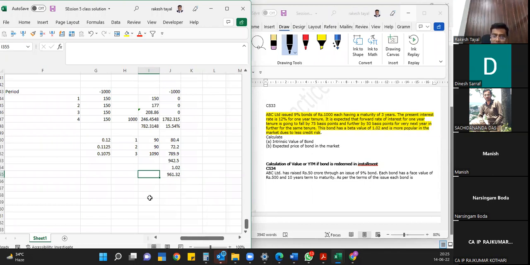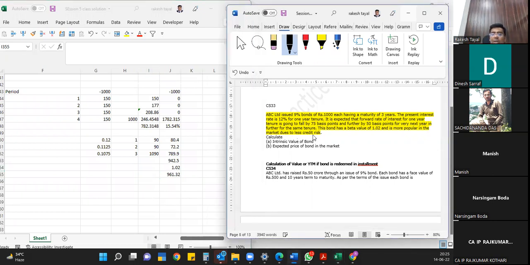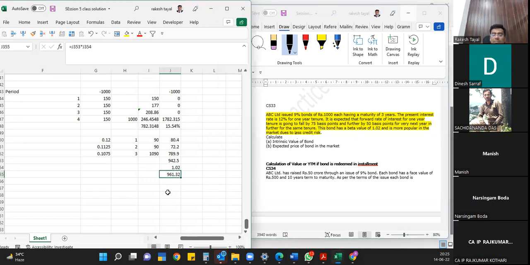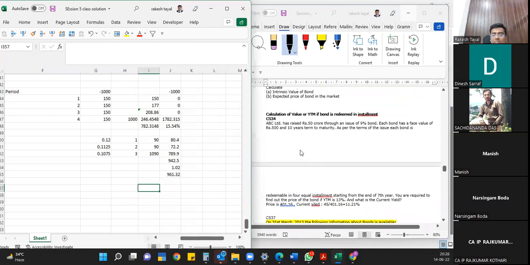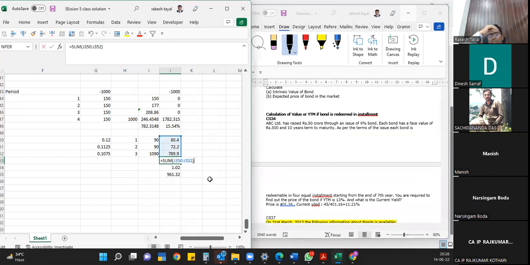So if beta is 1.02, that means it is more volatile. So yes, it should be at a discount, but it is mentioned as less credit risk, more popular in the market due to less credit risk. So 1.02 is favorable to it. Okay, sir. It is exposed to less credit risk than the market. Sir, take the cursor to 942.5. Here you go, sir. Okay, thank you. It is the sum of all three, sir.